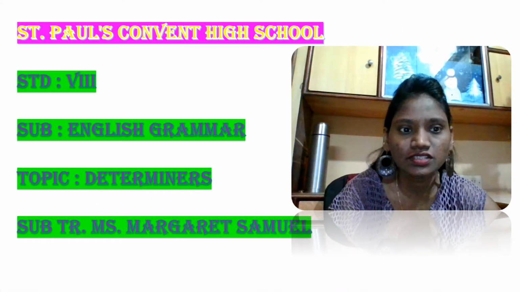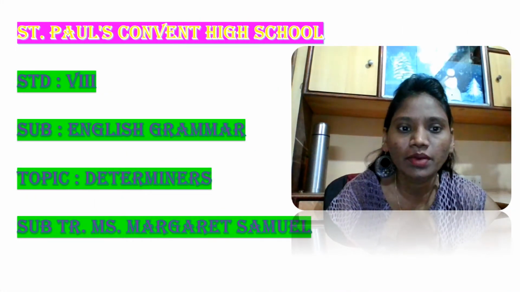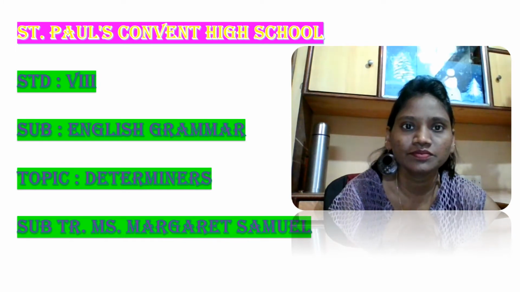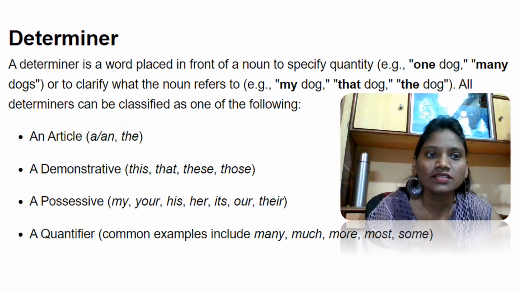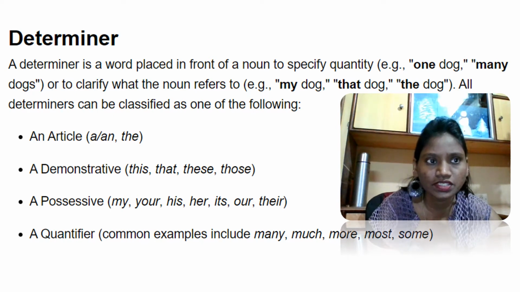Welcome, dear students. Today we will learn about determiners. A determiner is a word placed in front of a noun to specify quantity or to clarify what the noun refers to. All determiners can be classified as one of the following: an article, a demonstrative, a possessive, a quantifier.